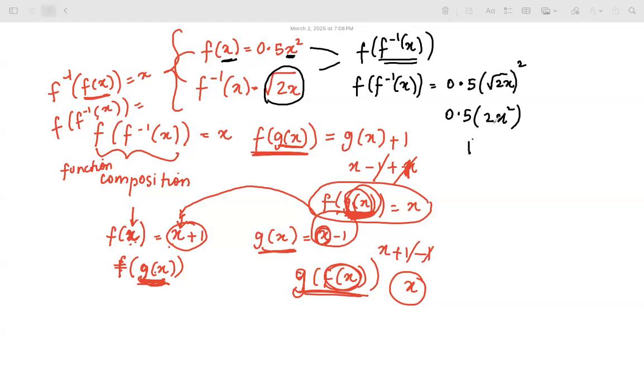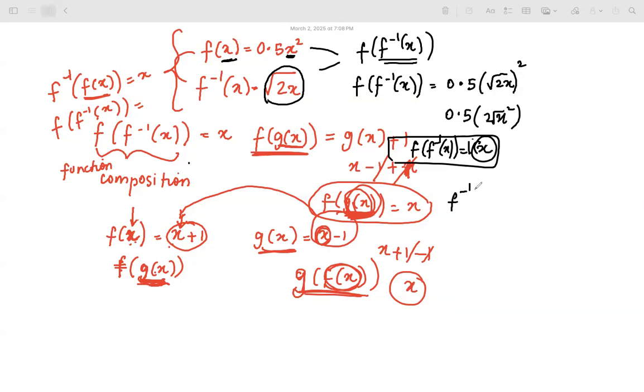Okay, here this is root x the whole square. So basically 0.5 times 2 is 1. Then root of x square is x. So do you see f of f inverse of x is x here? You see function composition when they are really inverses, right? Function composition between the function and its inverse has to be x.